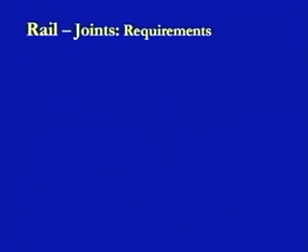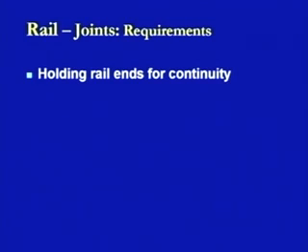So, on the basis of all these problems, what are the requirements of the rail joints that we will be looking at? The very first thing is that we have to maintain or hold the rail ends for continuity. There should not be any distortion, there should not be any formation of a kink at the rail joint, due to which the rail ends are not continuous in nature and are going out of shape, or going out of alignment with respect to each other. So, we have to try to hold the rail ends at the same level, at the same location, so that the continuity of the rail section is maintained.